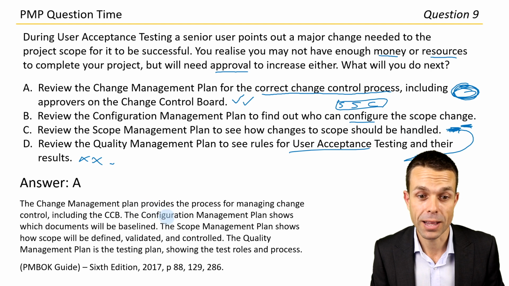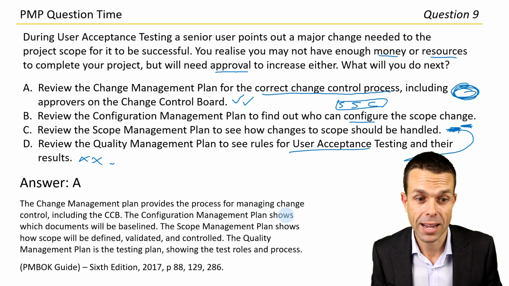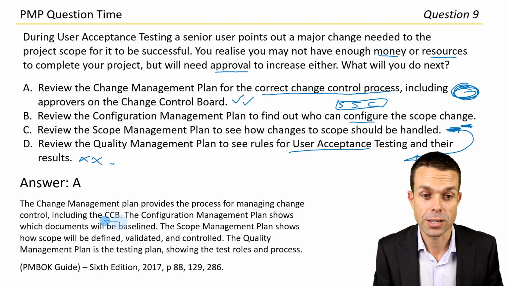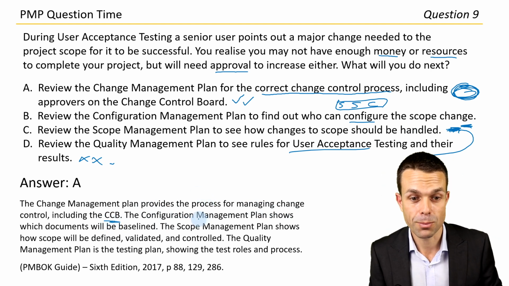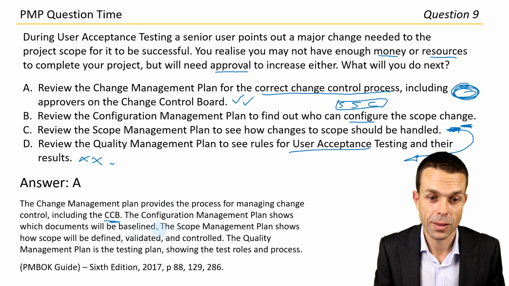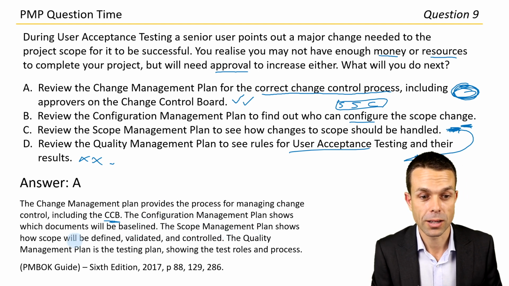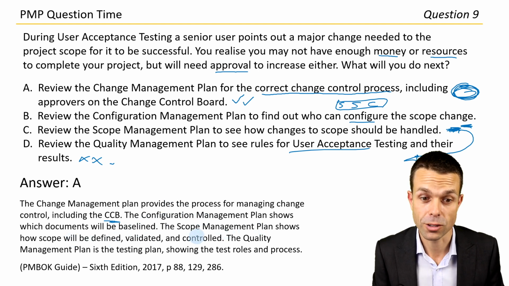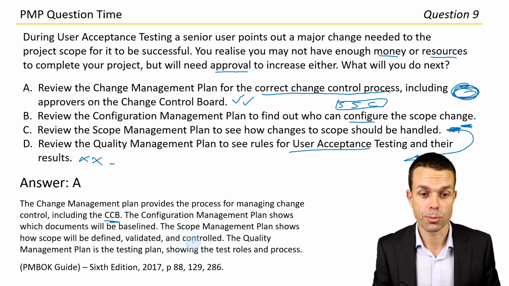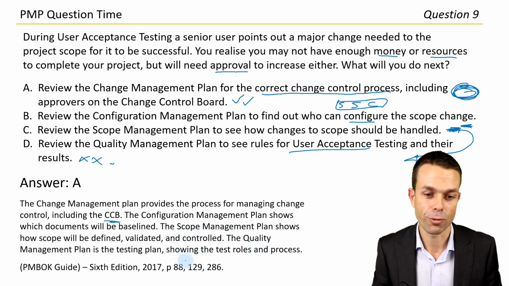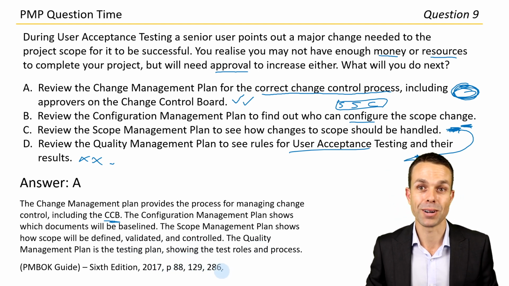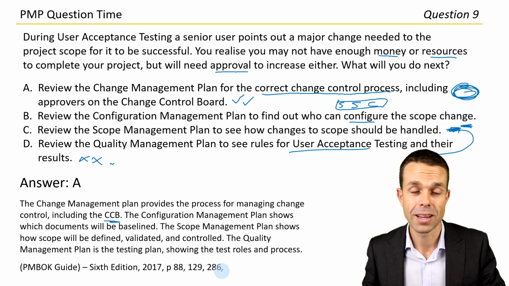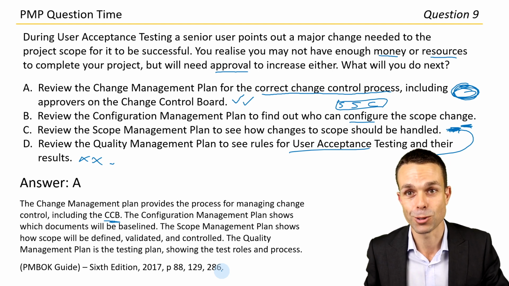The change management plan provides the process for managing change control, including the change control board and who's on it, and the process and that sort of thing. Configuration management plan, baseline documents. Scope management plan shows how scope will be defined, validated and controlled. And quality management plan is the testing plan, so not what we're after. Of all of those, we've got page 88, 129 and 286 in the PMBOK guide if you want to check out those different parts and see how they differ from each other as well.